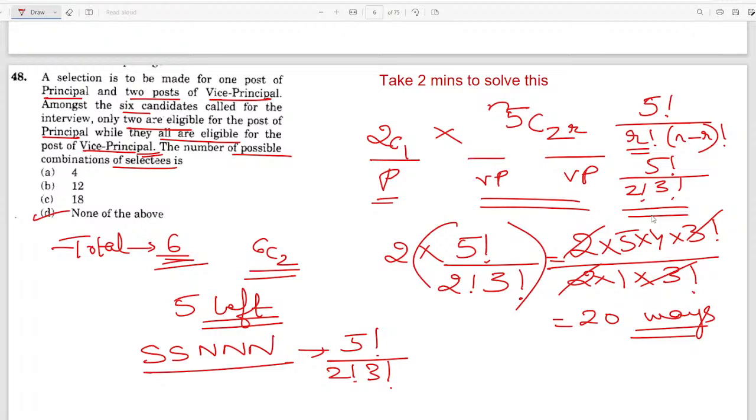If we take VC, vice principal, Prajwal, I am not understanding your question.